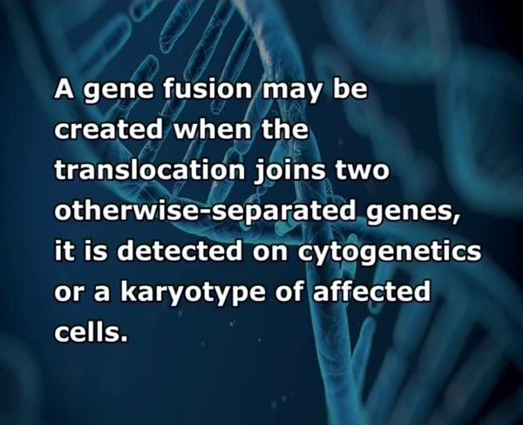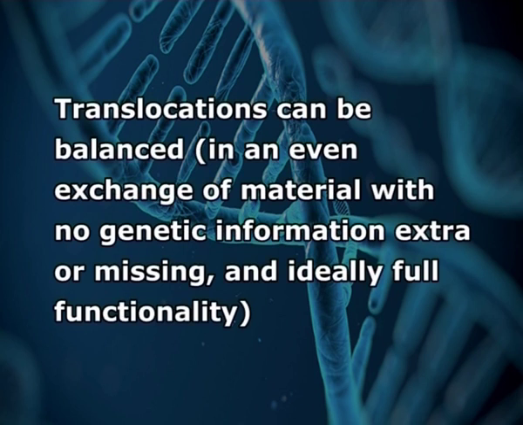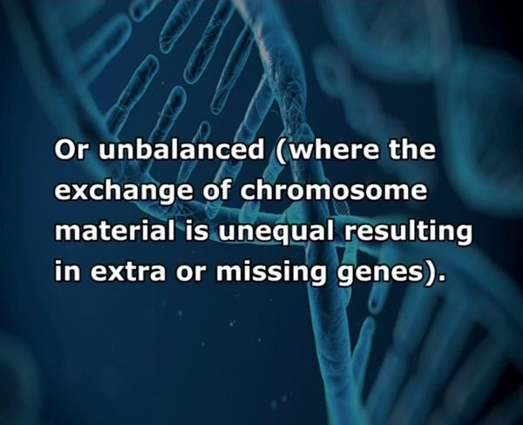A gene fusion may be created when the translocation joins two otherwise separated genes. It is detected on cytogenetics or karyotype of affected cells. Translocations can be balanced, an even exchange of material with no genetic information extra or missing, and ideally full functionality, or unbalanced, where the exchange of chromosome material is unequal, resulting in extra or missing genes.